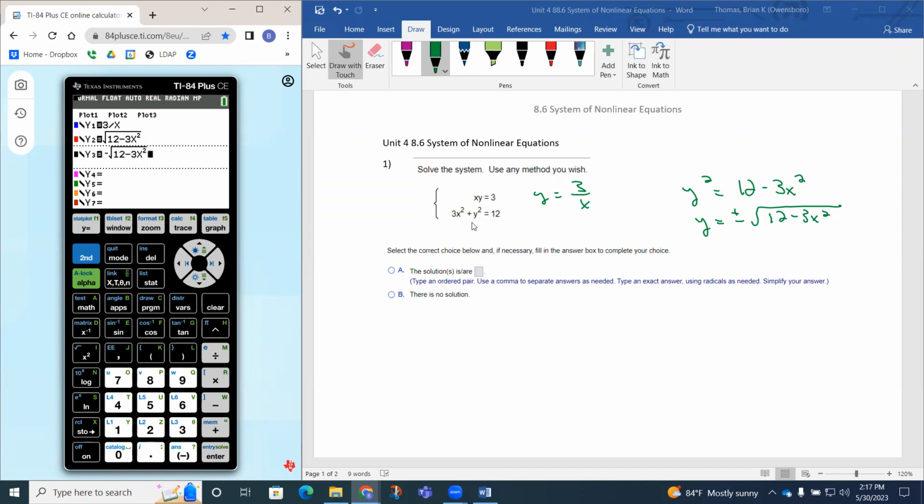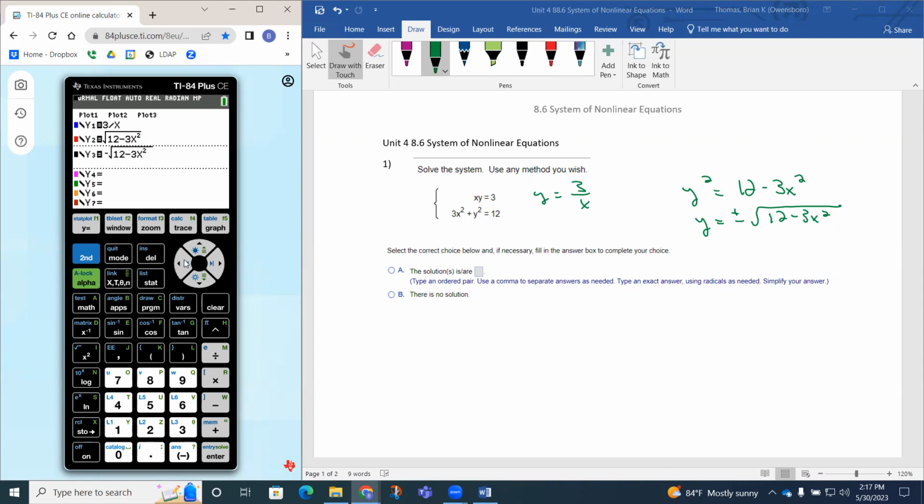Just by looking at them, the first equation is a rational expression, so it's going to have those asymptotes and things like that. It's going to be what's called the reciprocal function that's got a vertical stretch of 3. The second equation, x squared plus y squared, is going to be elliptical. It's going to be almost circular, but it's not going to be a circle. It's going to look more elliptical.